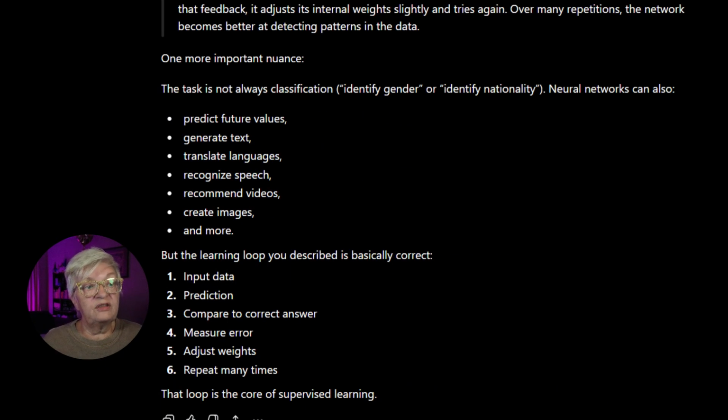The learning loop you described is basically correct. Input data, prediction compared to correct answer, measure errors, adjust weights, and repeat many times. And by asking the questions I did to the first answer, I got a real understanding of how a neural network learns.